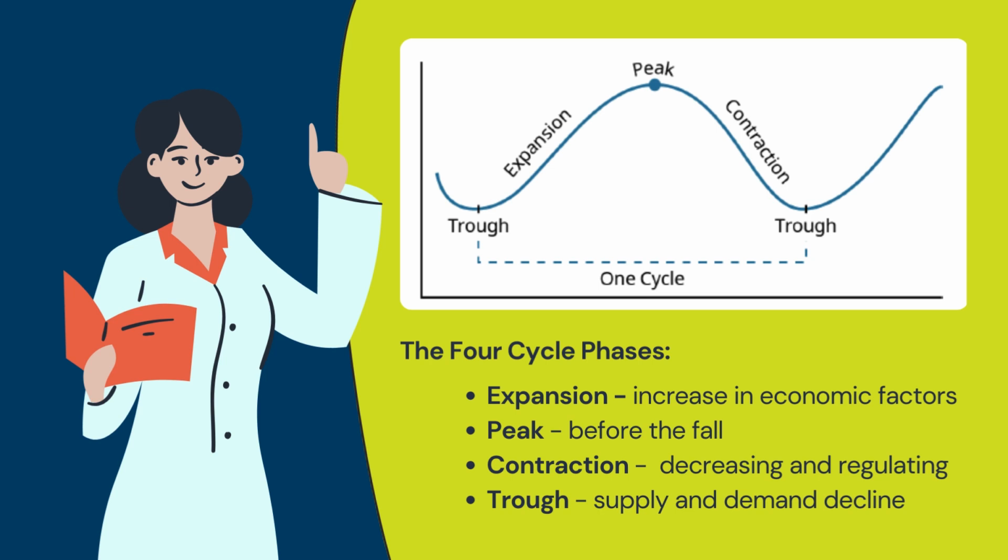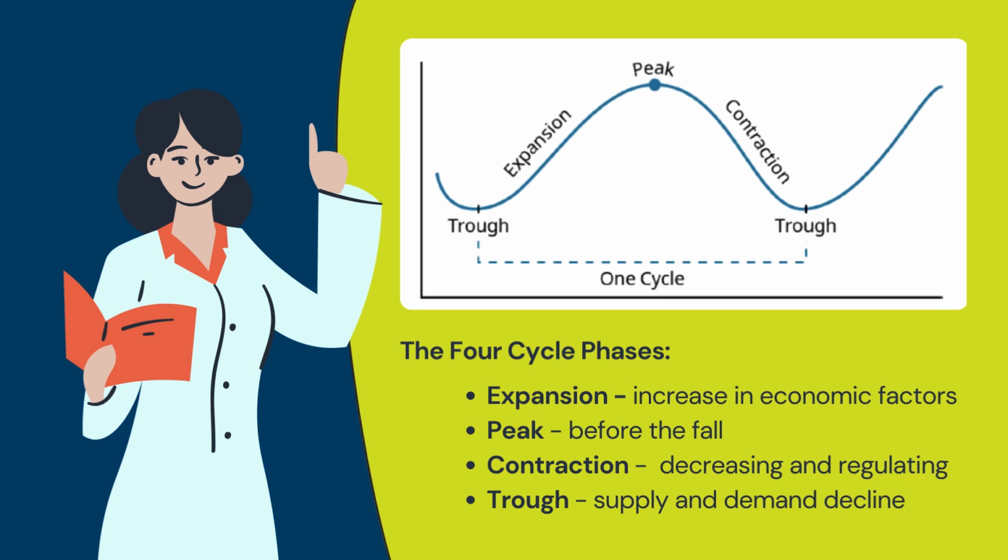Followed by the peak. The peak phase follows the expansion in a business cycle. The peak of the business cycle is the instance right before the key economic indicators start to fall. So at this time, prices are at their highest and the economy can overheat, meaning that the business can no longer satisfy the consumer demands.